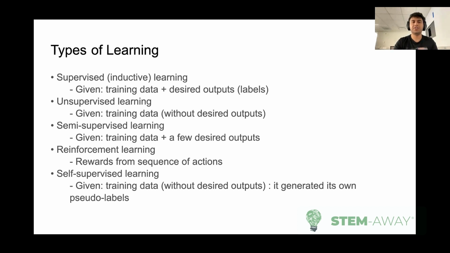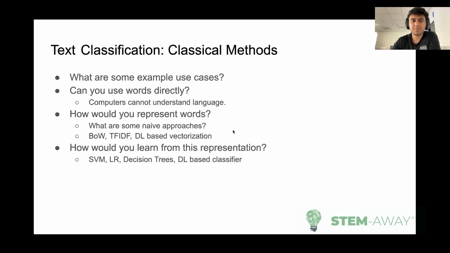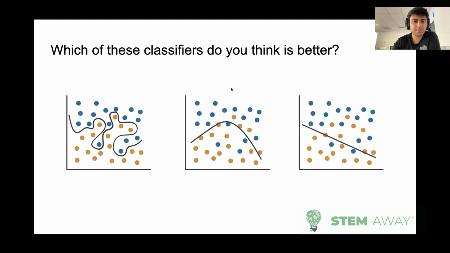Semi-supervised learning, which is a combination of supervised and unsupervised, where you have few labeled data points, and you have a vast number of unlabeled data. Which one is the best classifier amongst these? So, does anyone want to answer?